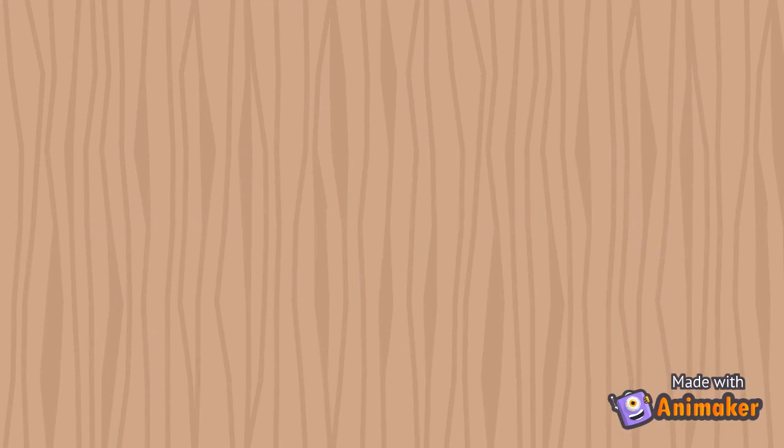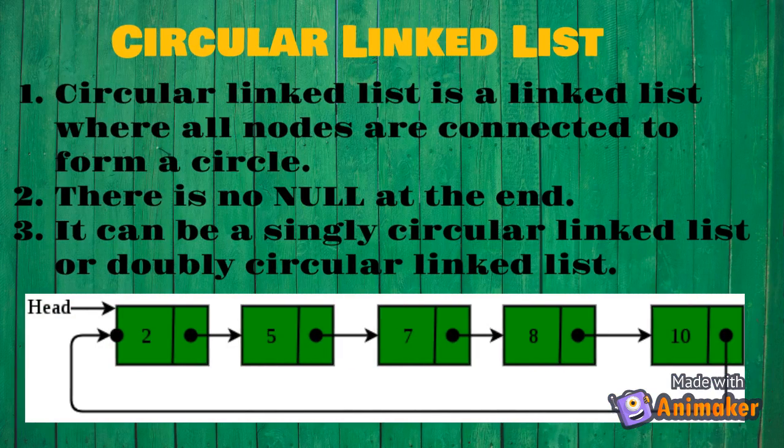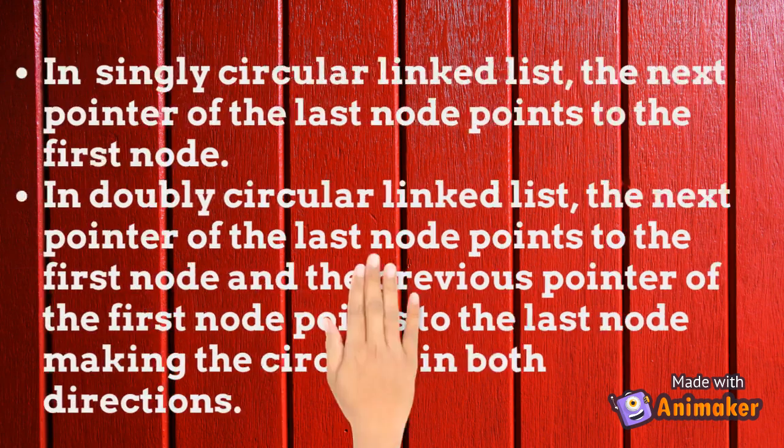Let's learn something new. Have you ever heard about circular linked list? A circular linked list is a linked list where all nodes are connected to form a circle. There is no null at the end. It can be a singly circular linked list or a doubly circular linked list.